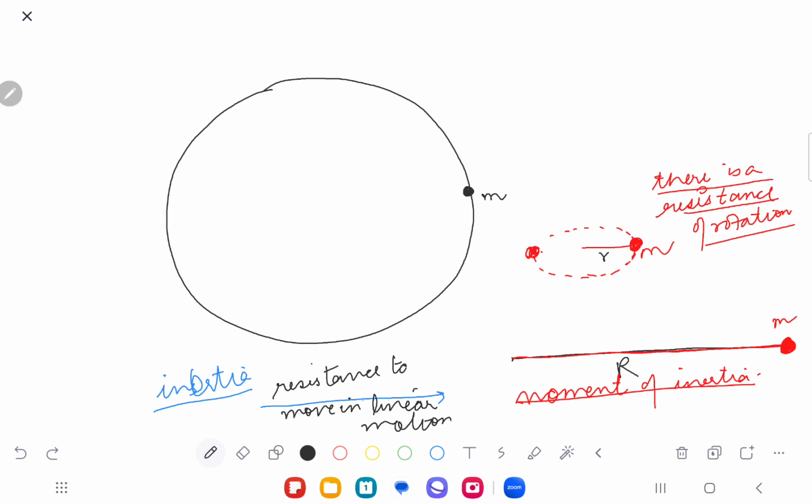If you are a heavy object, it will be difficult to push you forward. If you are a lighter object, it would be easier for you to move forward. But moment of inertia means resistance to rotate in a circular path. Understood or not?